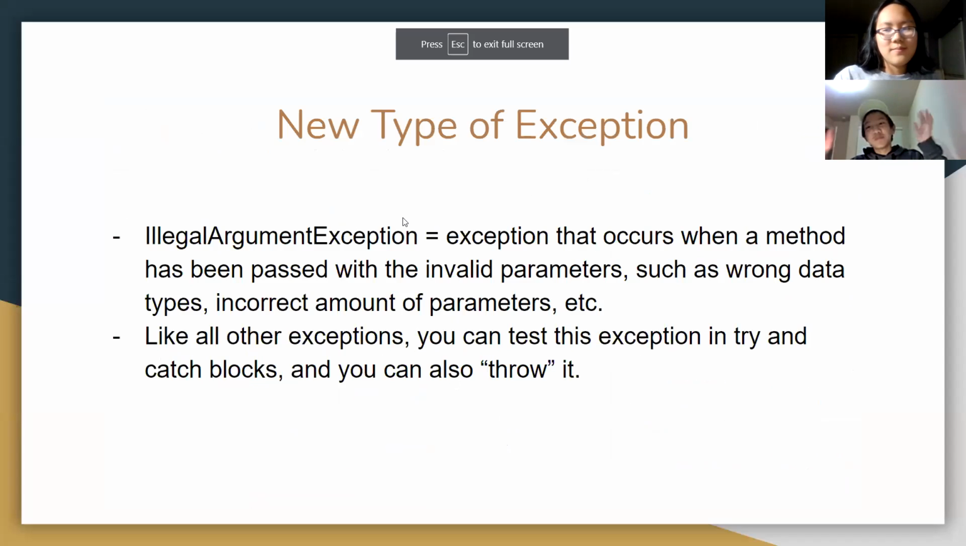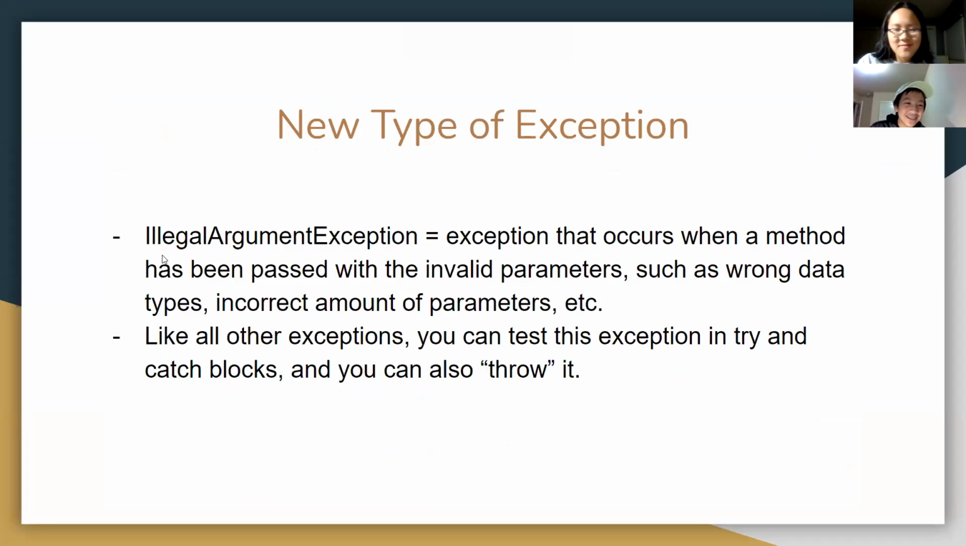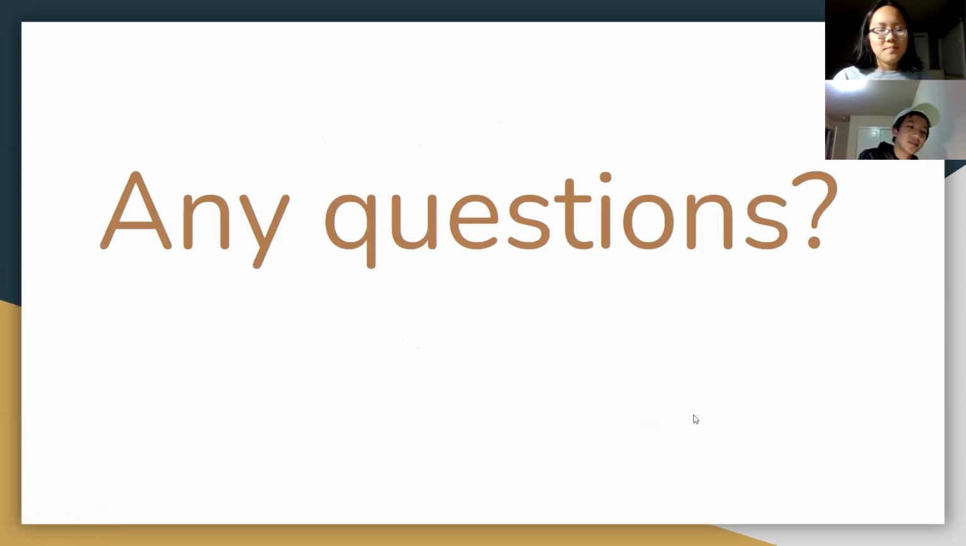Before you guys go, there's a new exception that we're learning today. This exception is called the illegal argument exception, and an exception is just an error that occurs when a method or a function has been passed invalid parameters, such as wrong data types, or too many or too few parameters. And just like with all the other exceptions, you can test it with try and catch blocks to see if your code has an error in it, and you can also throw it to see what the error message would look like. And that should be the end. Okay, yes.